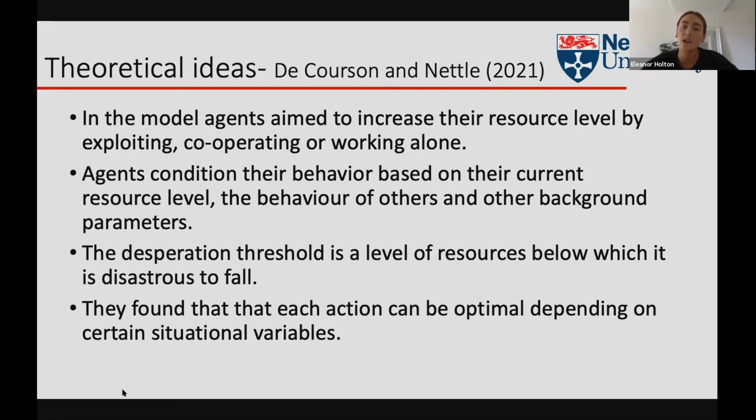The agents were programmed to condition their behaviour based on their current resource level, the behaviour of others, and certain other background parameters. Crucially, they were also subject to a desperation threshold, and this has been adapted from classic risk-sensitive foraging models and is described as a level of resources below which it is disastrous to fall. So this brings in the biologically relevant idea that fitness and resources are related, but non-linearly.